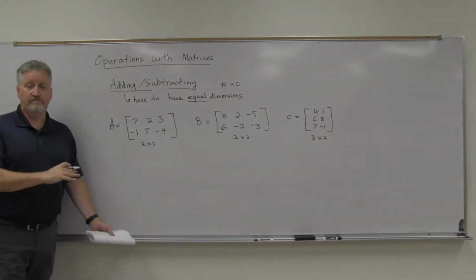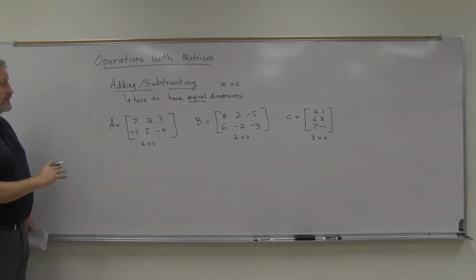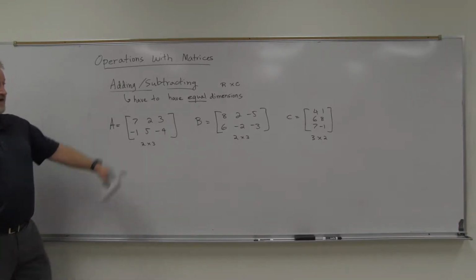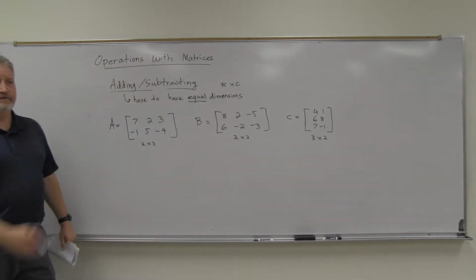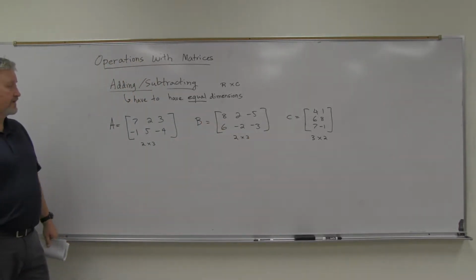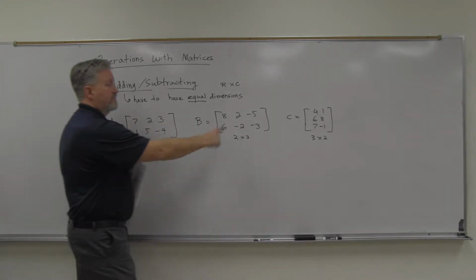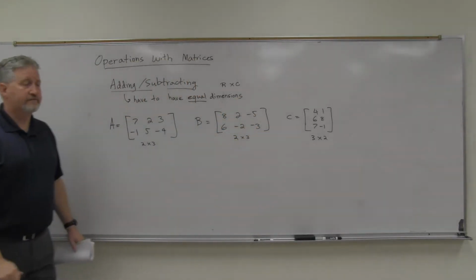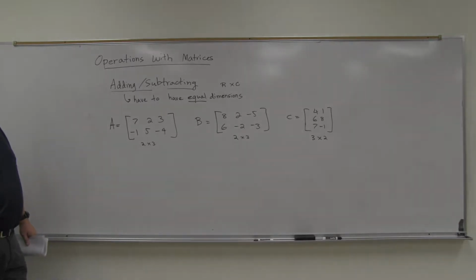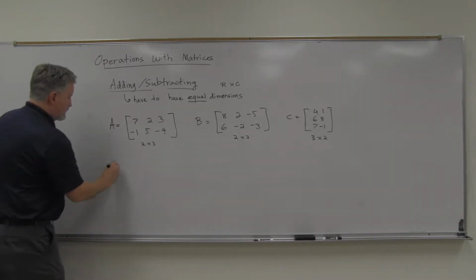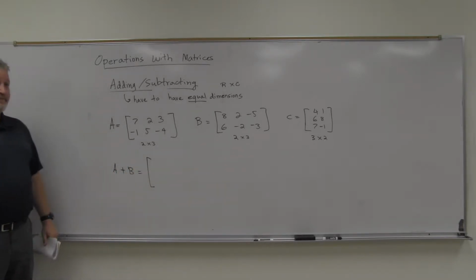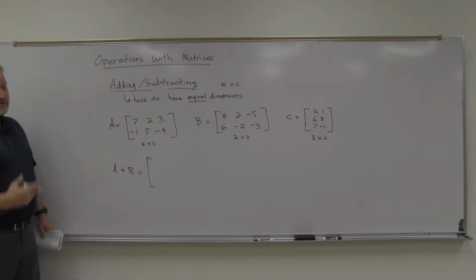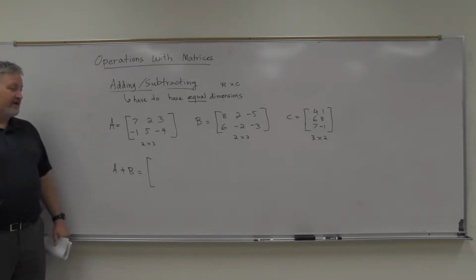So when we're adding and subtracting, we can only add A and B. We can't add or subtract C to these others, A or B. So we can add A and B, but we can't add C. That is one first note there. All right, so how do we do that? Well, like I said, it's fairly straightforward as far as adding goes. Multiplying is a little bit trickier, but to add them, you just add the corresponding entries.